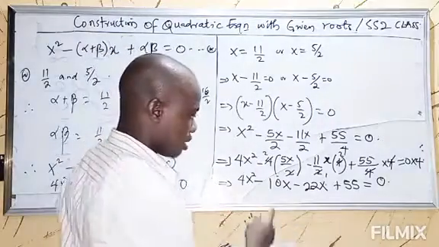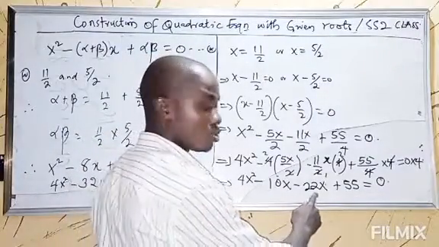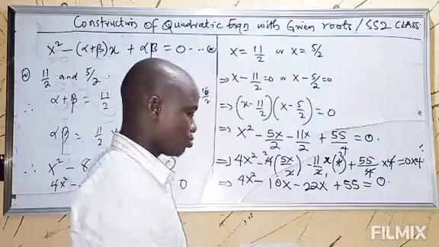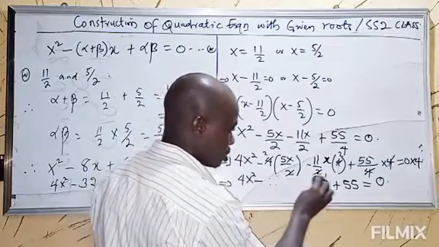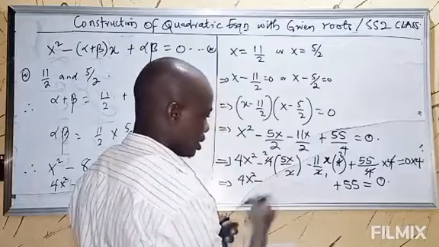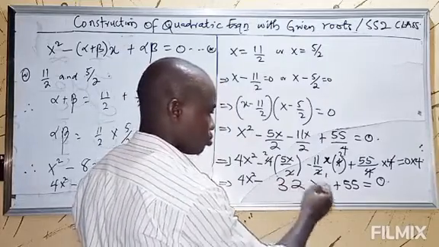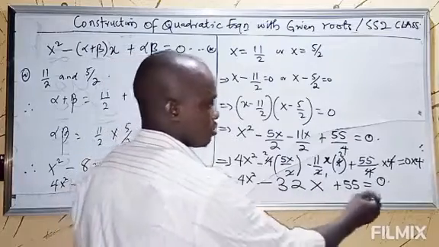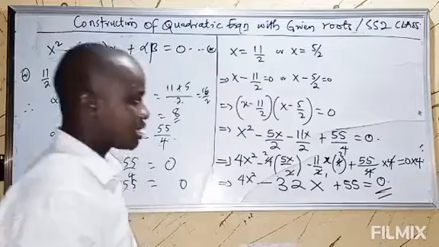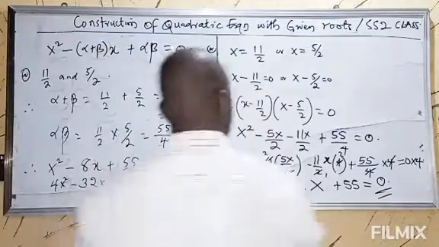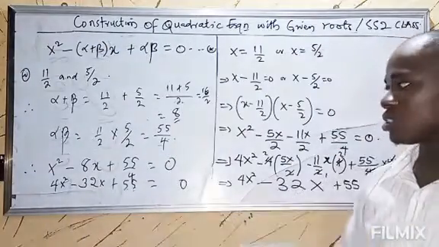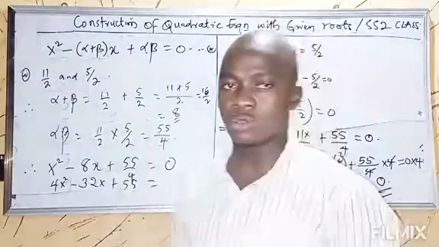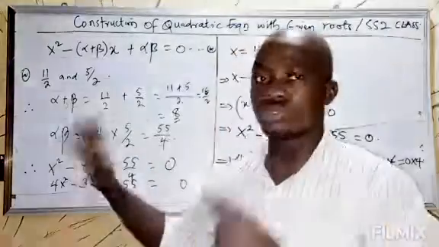If you want to collect the like terms, you have minus 10x here, minus 22x here. So minus 10x, minus 22x, we have minus 32x. So therefore, I would like to change this one and write it like minus 32x. You can see that we have 4x squared minus 32x plus 55 equal to 0. So you can see that it's still the same thing as what we have here. So these are the two ways you can construct quadratic equation given two roots.